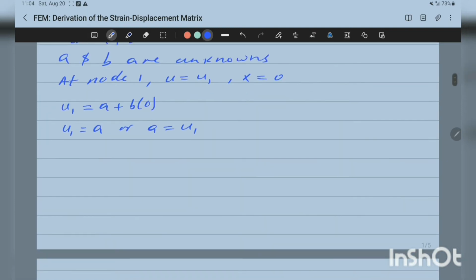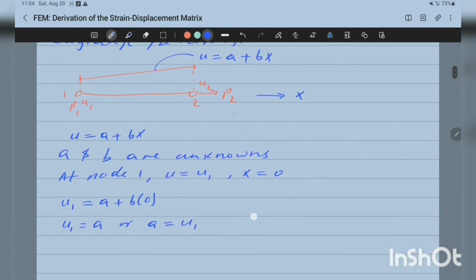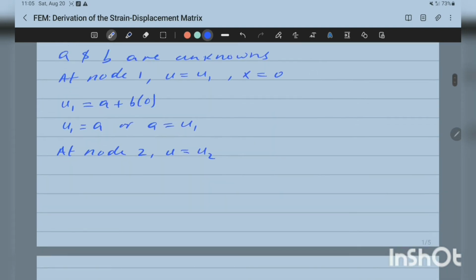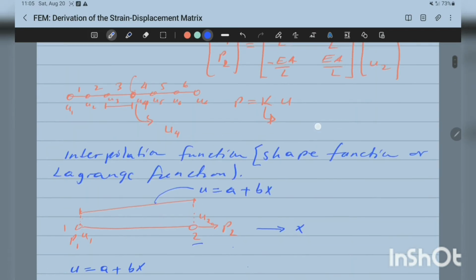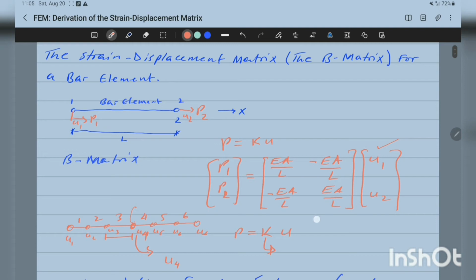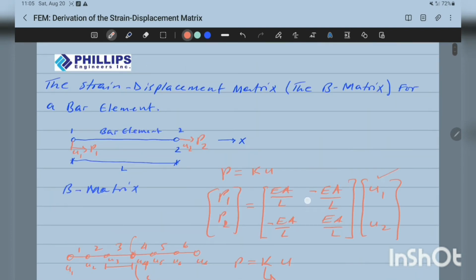Now again we apply the boundary condition at node 2. At node 2 of the element, u equals u2, the displacement at node 2, and x equals the length of the bar, L. So the overall length of the bar is L, just as we mentioned before in the first diagram.